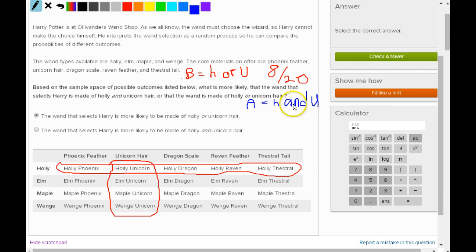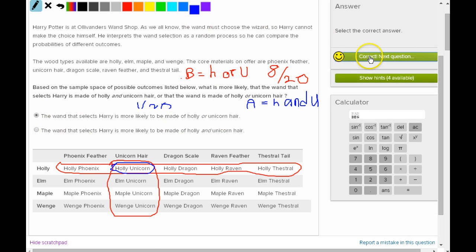A, we said, was holly and unicorn. So this is not holly and unicorn. These are not holly and unicorn. Those are not holly and unicorn. The only one that is A is the intersection of these two things, right? The intersection, so that would be 1 out of 20. So what is the probability that is greater? The one that is more likely to be made of holly or unicorn, or the holly and unicorn? The answer is holly or unicorn.